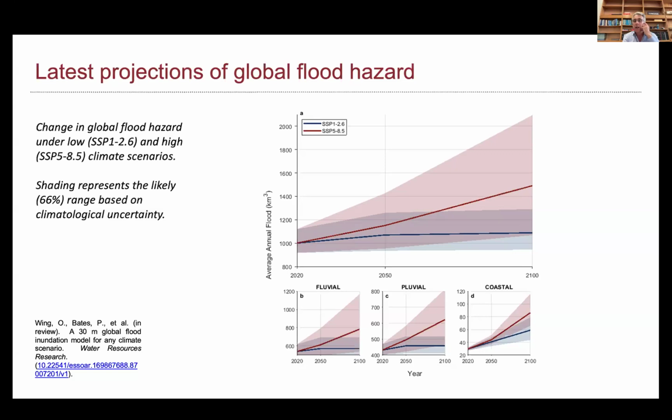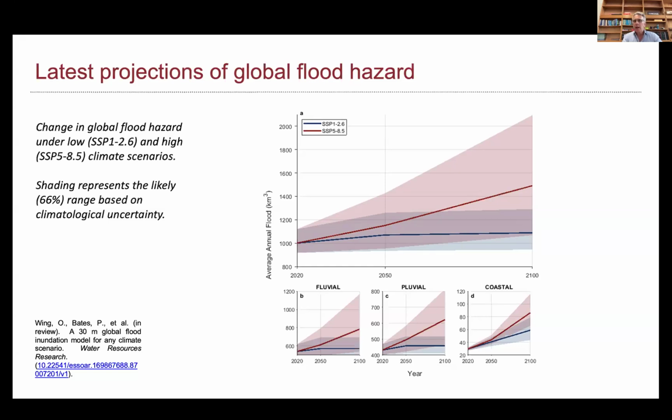SSP1 is a climate scenario which follows the Paris Agreement targets. Global carbon emissions peak mid-century and thereafter decline. This is the kind of net zero climate stabilization scenario envisaged under the Paris Agreement.